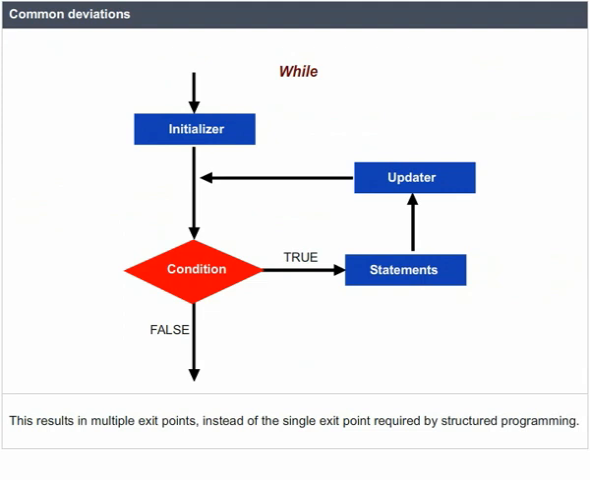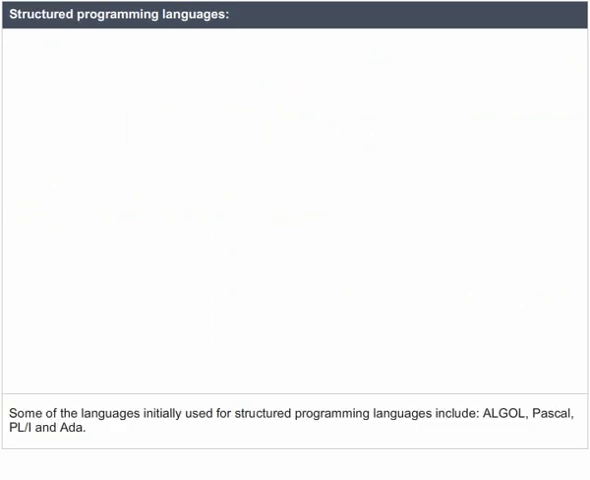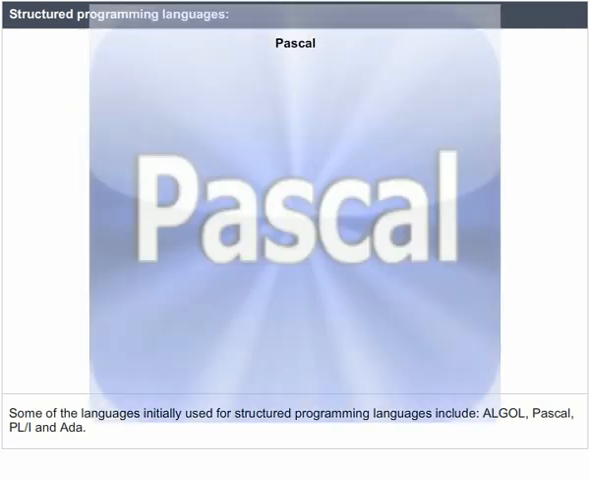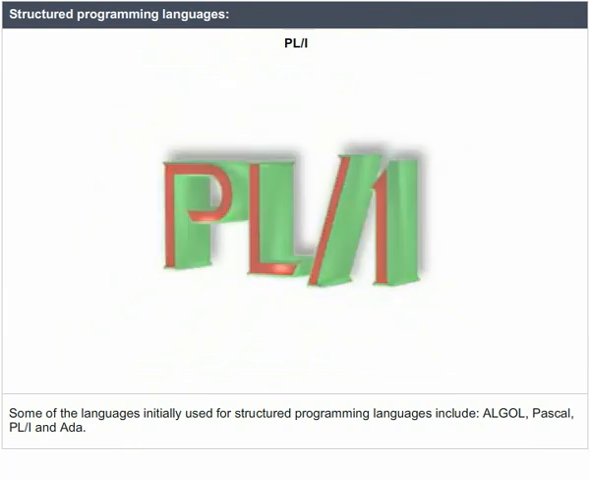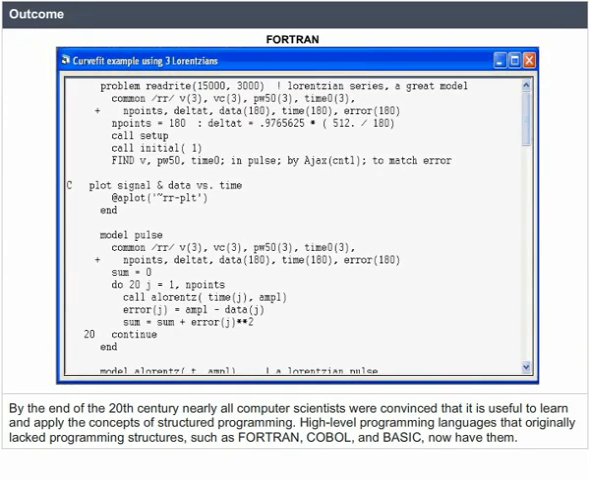Structured programming languages. Some of the languages initially used for structured programming include ALGOL, Pascal, PL/I, and Ada. But most new procedural programming languages since that time have included features to encourage structured programming. Outcome. By the end of the 20th century, nearly all computer scientists were convinced that it is useful to learn and apply the concepts of structured programming. High-level programming languages that originally lacked programming structures, such as Fortran, COBOL, and BASIC, now have them.